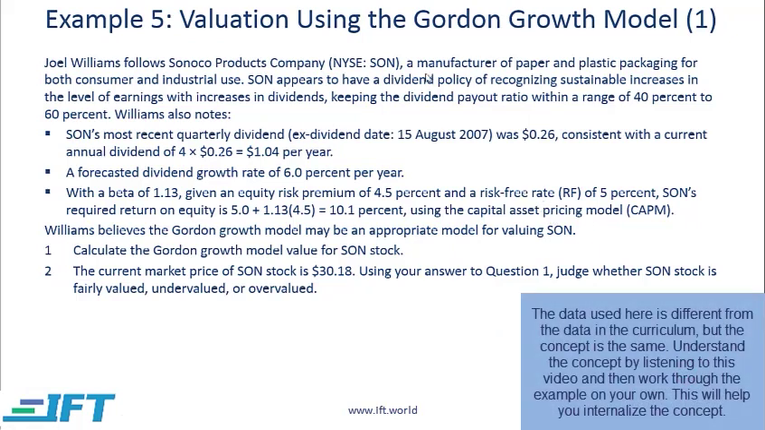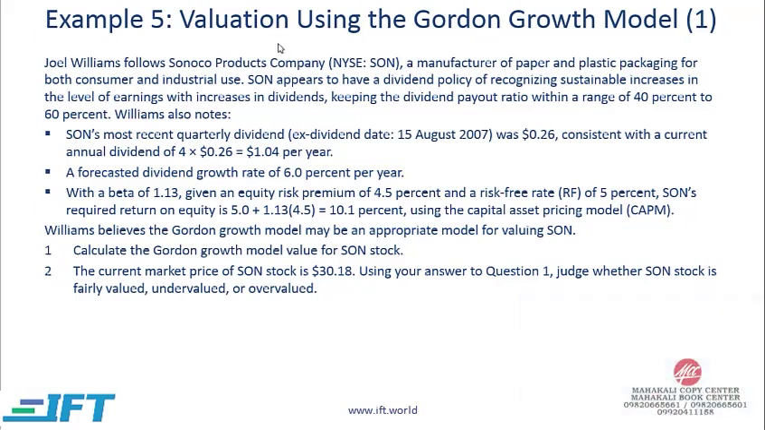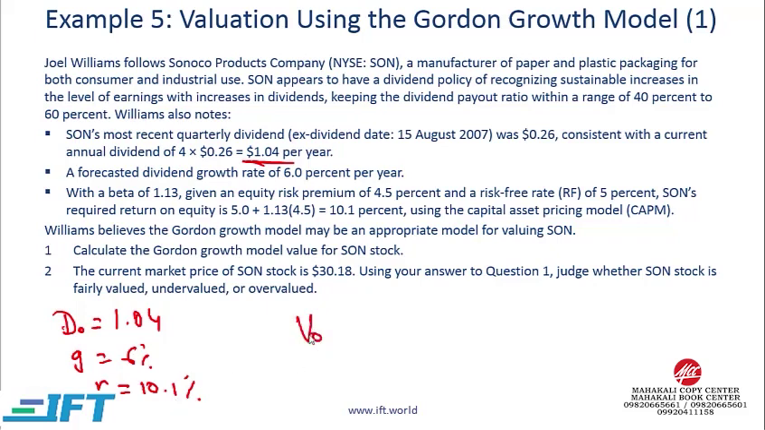And that is illustrated here. So I want you to read this example and then I'll help you through the main points. So these are the main points. Your D0 is equal to 1.04. This is the dividend for the year that just ended. The growth rate is projected at 6%. This is the sustainable long-term growth rate. The discount rate is 10%. So what is the value at time 0?